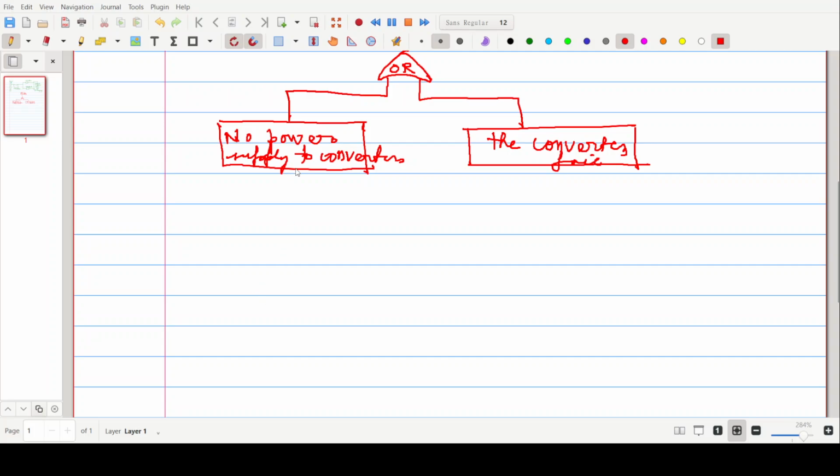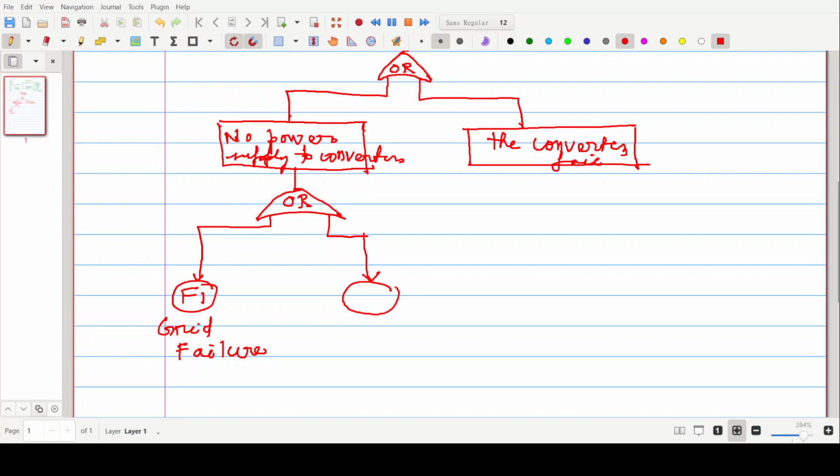Now why there can be no power supply to the converters? What can be the reason? So we can have the following reasons. Okay, so one, I would say F1 failure 1, which is grid failure. So there is a complete grid failure because of something. So there is no power in the grid itself. Or the transformer failure. Okay, you can say that to be substation failure.